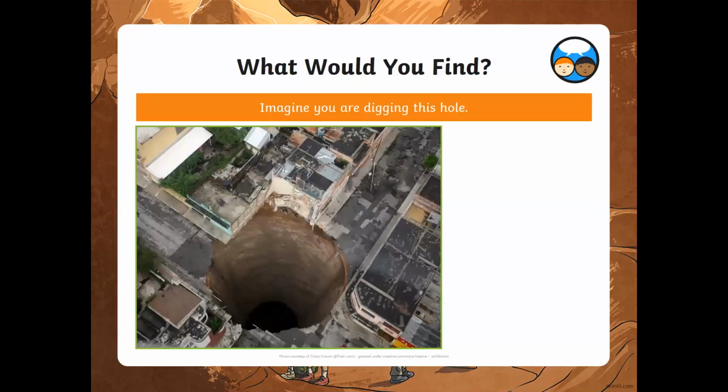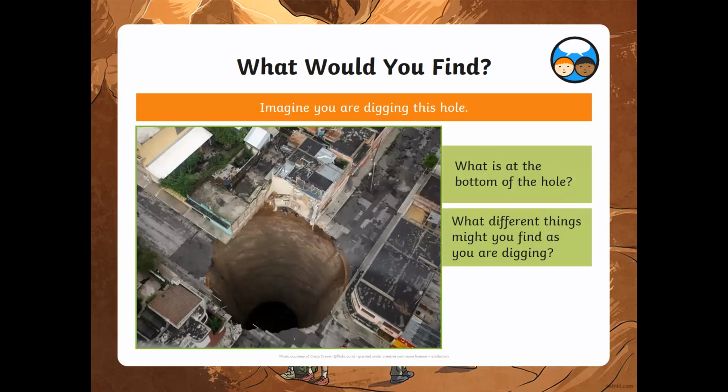Now have a look at the picture. Imagine you are digging this hole. In a moment, I want you to pause the video and think, what is at the bottom of the hole? What different things might you find as you are digging? Where would you end up?